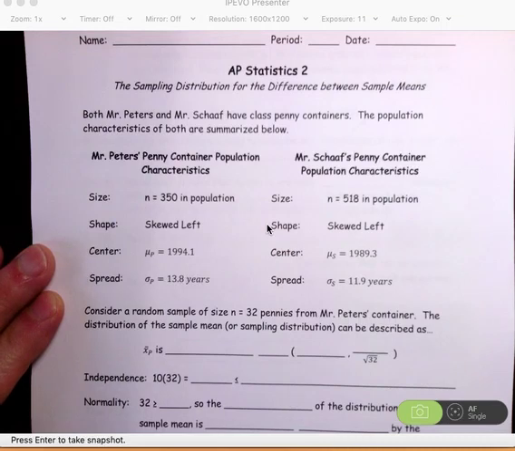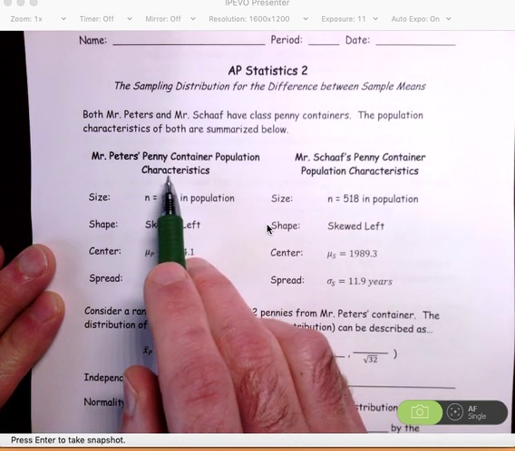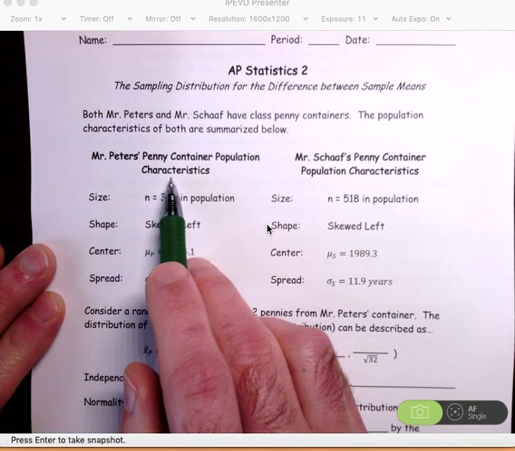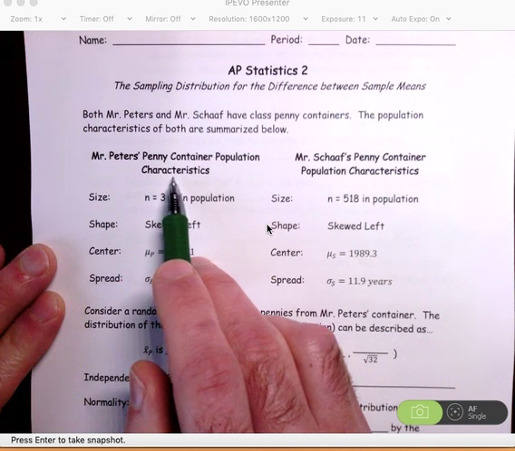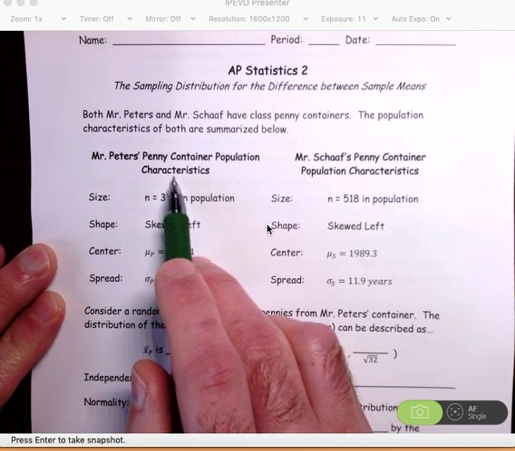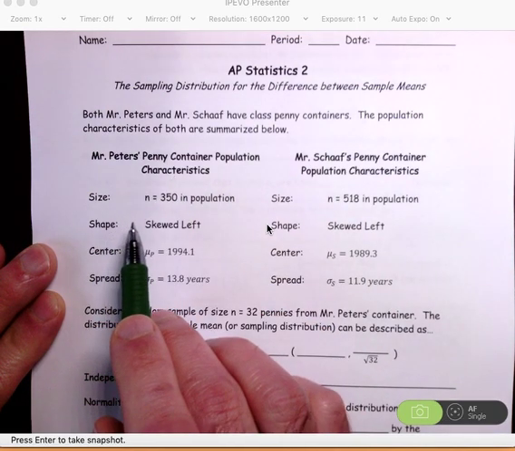Let's take a look at how we build and use the sampling distribution for the difference between sample means. So for this lesson, Mr. Peters and I both have containers of pennies in our classrooms, and we have used those this trimester to calculate sample means. We're going to use these containers as our populations for this example.